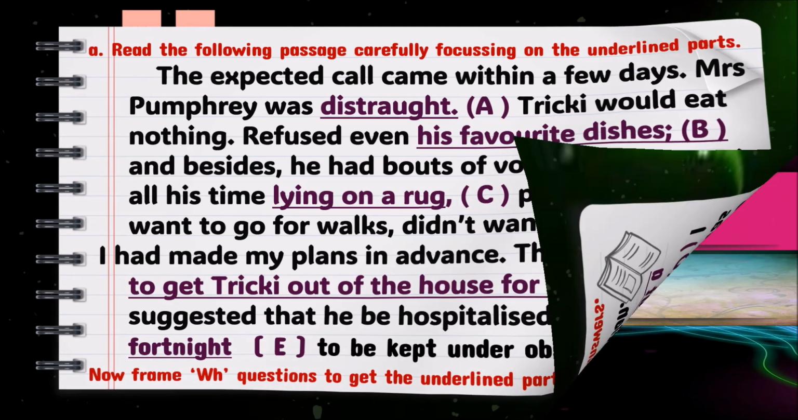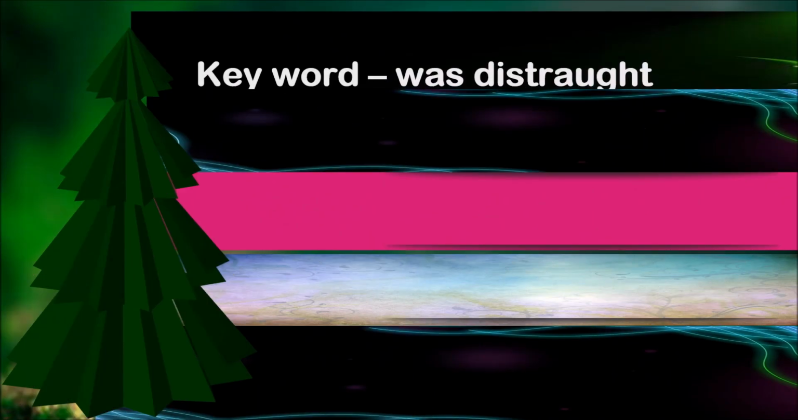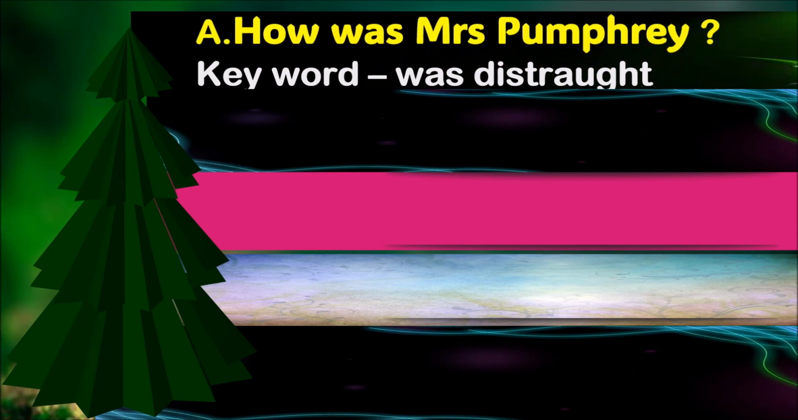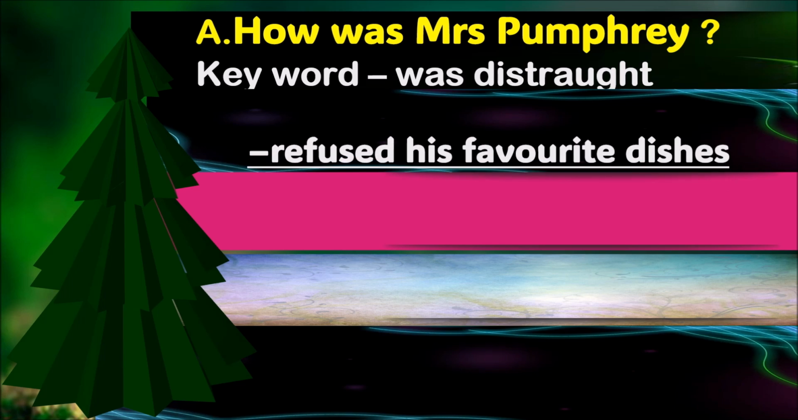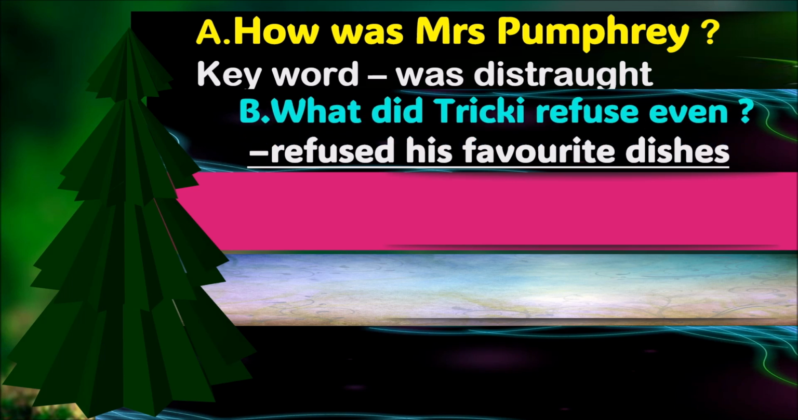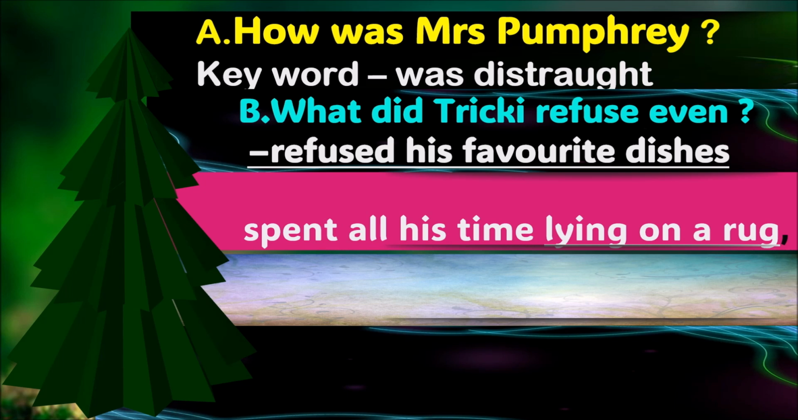So you have to read again and again. Now, the keyword is distraught. It is about the condition, distraught. So, how was Mrs. Pumphrey? The next one is refused his favorite dishes. It's past tense, so you can say, what did Tricky refuse even? Spent all his time lying on a rug. So, how did Tricky spend all his time?